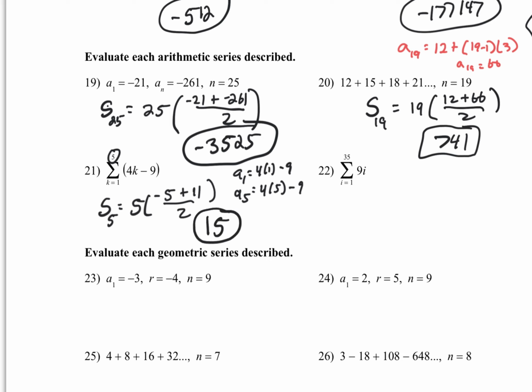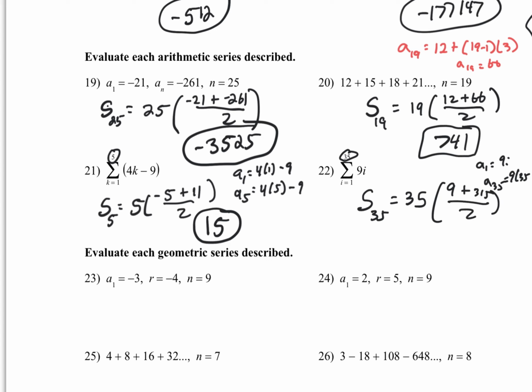And the last one, 35th term, so S of 35 is going to equal 35 times our first term. So a of 1 is equal to 4 times 1 minus 9, plus a of 35, which is 4 times 35 minus 9, which is, if you type it in your calculator correctly, 315.